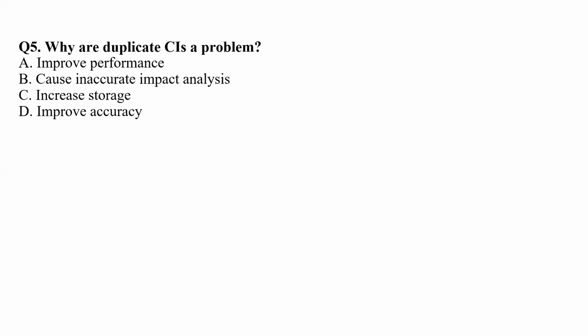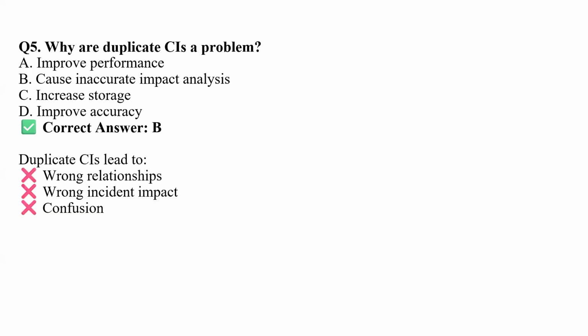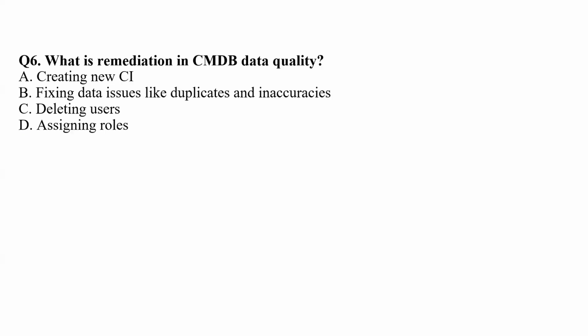Next one, why are duplicates a problem? Option A, improve performance. Option B, cause inaccurate impact analysis. Option C, increase storage. Option D, improve accuracy. The correct answer is option B, cause inaccurate impact analysis. For example, if there are duplicate servers with the same numbers, we get confused during analysis and investigation. So it leads to wasted time and business losses. Duplicates lead to wrong relationships, wrong incident impact, and confusion. That's the problem with duplicates.